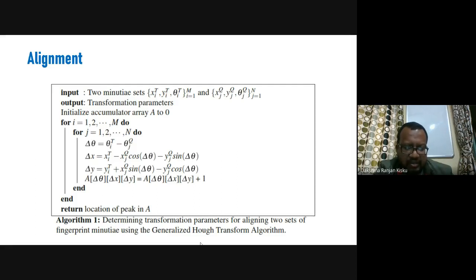Next we get delta x and delta y, which give the deviations of the x coordinate and y coordinate, and then we obtain the accumulator array A. In the accumulator array A, we keep the deviations in terms of location x, y and orientation theta. This accumulator collects all such deviations between two sets of minutiae points. So what does it return? It returns the location of the peak in A.